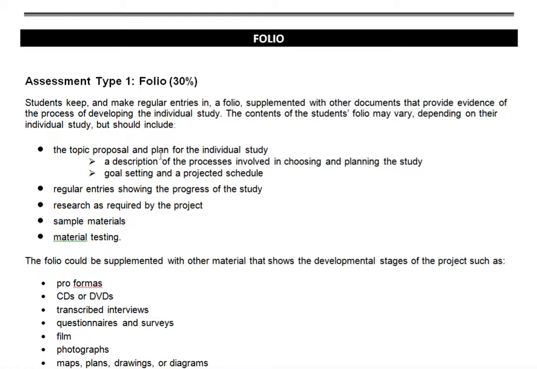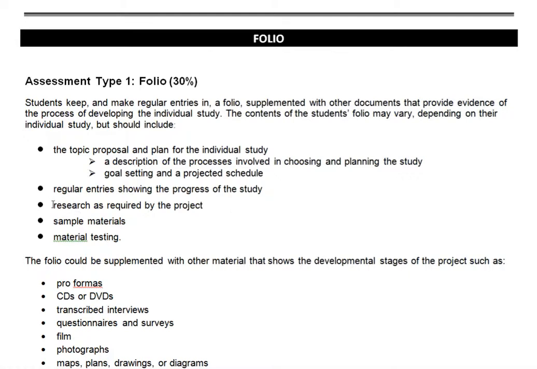So after you've done your topic proposal with the description of processes and some goal setting, you need to start making regular entries showing your progress. Now sometimes your entries might be really small. If you make a phone call to somebody about something that you've done, or you have made a purchase of something, you keep your receipts. All that sort of stuff. It doesn't matter how big or small, as long as you're making regular entries. And if you're doing something every day, just jot something down, or have a Word document open and just put your entries in there.